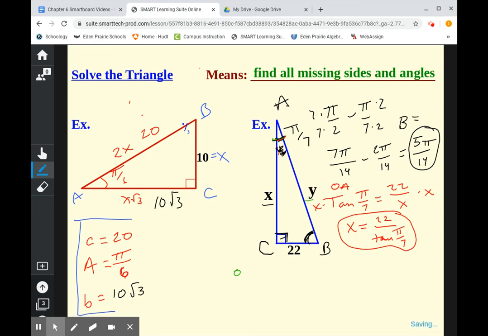Y is the hypotenuse. And so OH from SOHCAHTOA would say use the sine. So the sine of pi over 7 equals the opposite, which is 22, over the hypotenuse, which is y. Multiply both sides by y, and then divide by the sine of pi over 7, and y would equal 22 over the sine of pi over 7. That's the exact answer. Again, if you want the decimal answer, you'd go ahead and divide that in your calculator, and you would make sure your calculator is in radians.